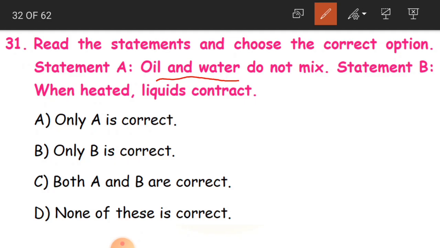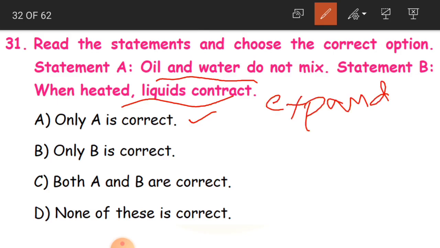Is this true, children? When you add oil to water, will they mix together? No, you can see oil as a separate layer. So that is why this statement is correct. A is correct. And statement B, when heated, liquids contract. Contract in the sense reduce in size. No, but when heated, liquids expand. They do not contract. Children, they expand in the form of gas, water vapor. So that is why statement B is not correct, and our answer is option A, that is, only A is correct.